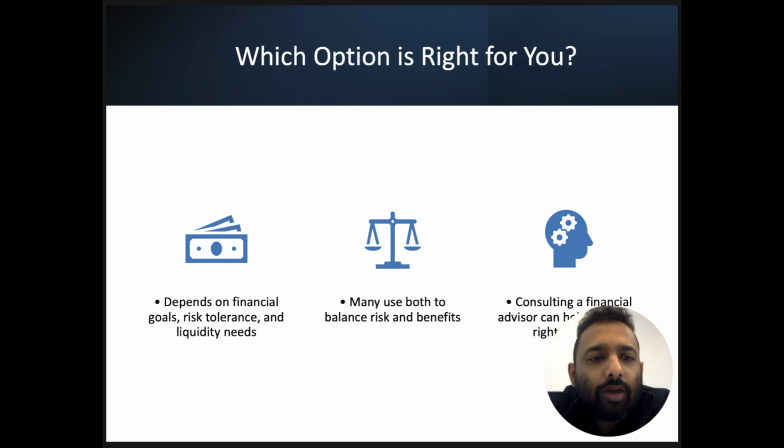Which option is right for you? Depending on your financial needs, goals, risk tolerance, and liquidity needs, you can decide, right? Many use both to balance risk and benefit. So I would say, don't put all your eggs in a single basket. Make sure to distribute it. If your employer offers a 401k, definitely take that, because most employers match what you put in, like at least 4-5%. So that's free money. Make sure you do the minimum over there at least. So that's free money.